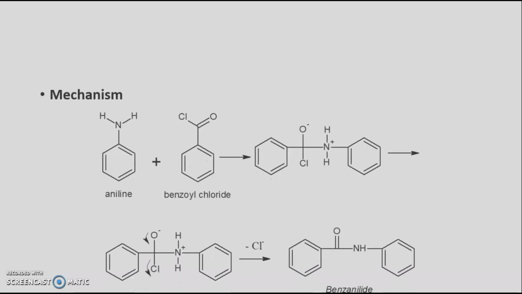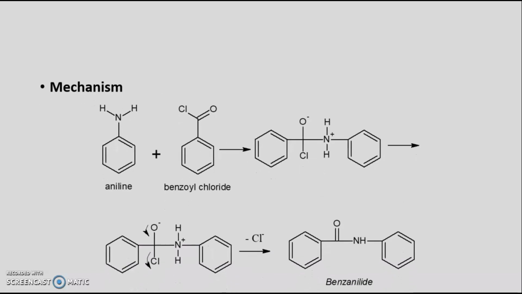Next, we are going to see the mechanism involved in the synthesis of this benzanilide. As I told you, here we are going to carry out the addition of benzoyl chloride to the aniline. As you remember, this reaction is known as the Schotten-Baumann reaction. Here in this case, first the chlorine and hydrogen combine with each other and are removed as HCl, due to which this carbon atom forms a bond with this nitrogen atom, which leads to the formation of a quaternary ammonium nitrogen atom.